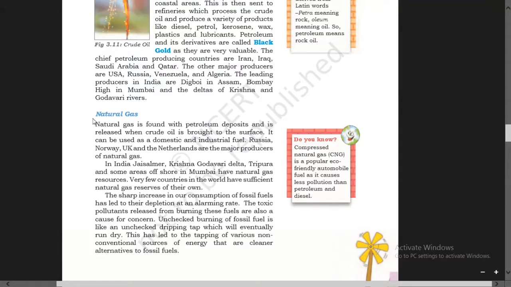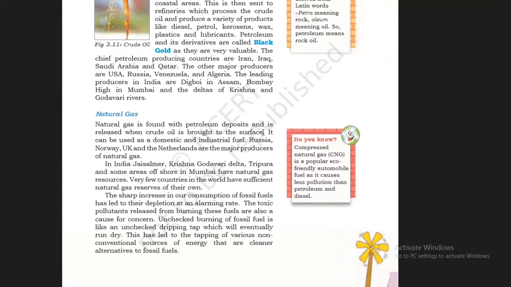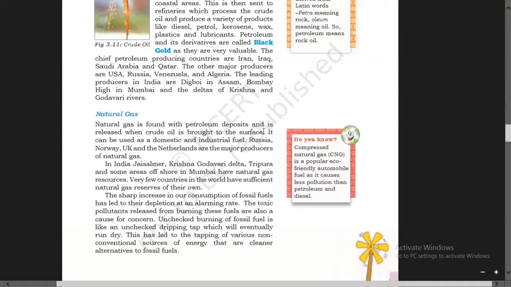This is about petroleum. Now let us proceed to natural gas. Natural gas is found with petroleum deposits and is released when crude oil is brought to the surface. Release means set free. Crude oil means unrefined petroleum. It can be used as a domestic and industrial fuel, in our homes and in industries.